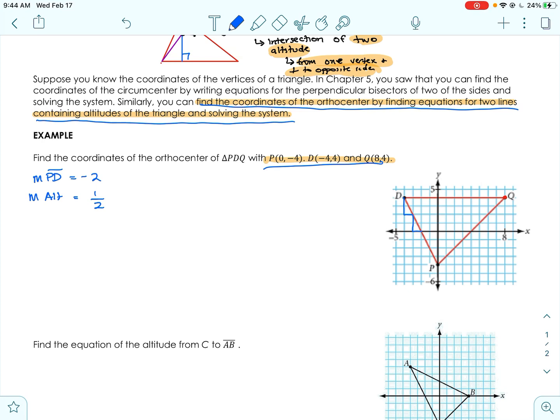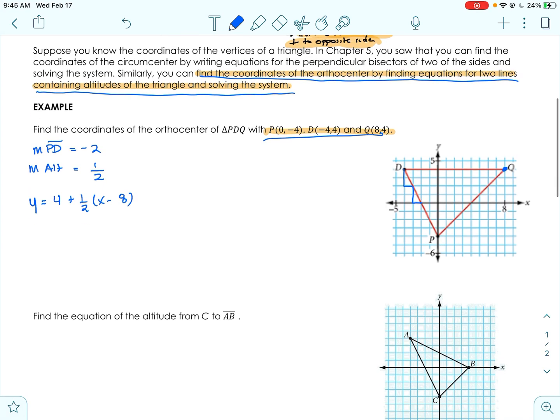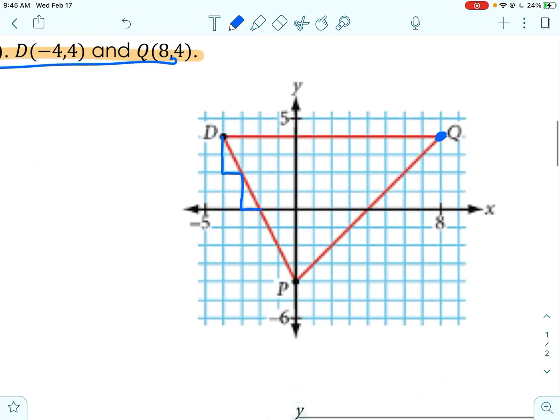So if we want to find the altitude that goes from point Q over to this side, we would need to have the line that has a slope of 1/2 that passes through the point Q. So point Q is (8, 4). That would give us an equation of y equals 4 plus 1/2 times (x minus 8) using point-slope form. You could rewrite that as y equals 4 plus 1/2 x minus 4, which would simplify to y equals 1/2 x. And then if we wanted to draw in that line for our altitude, it would look something like this.